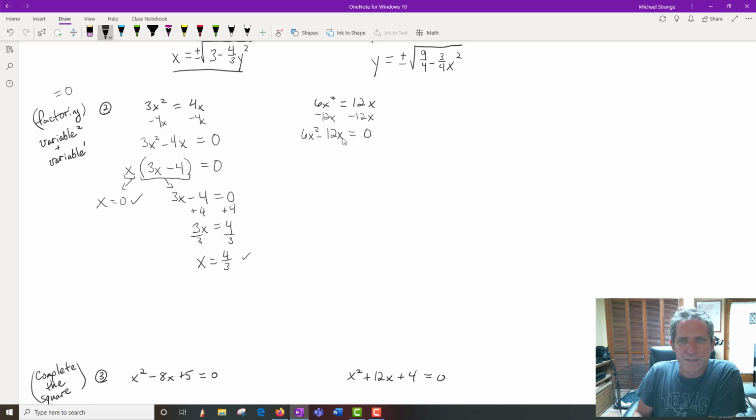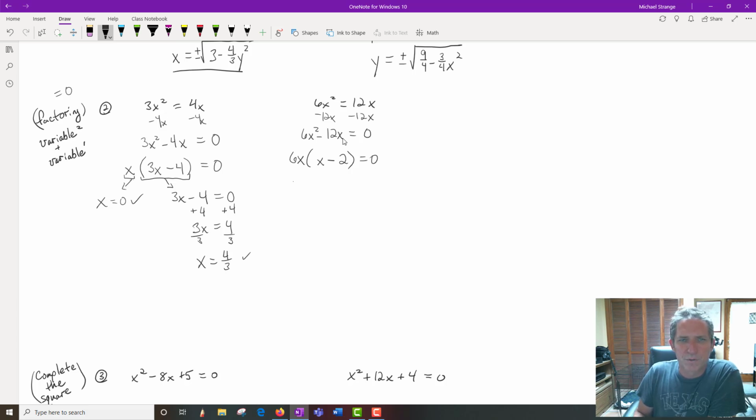Now in this case I have an x in common, but I also have a 6 in common. So I'm going to pull out a 6. If you didn't do it this way, it's fine. As long as you follow rules of algebra, you'll be okay. 6x times x gives me 6x squared, minus 6x times 2 gives me 12x equals 0.